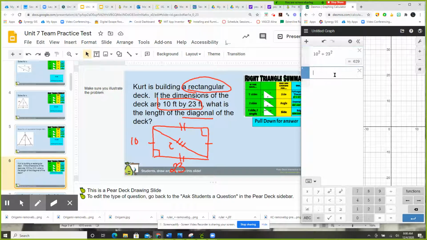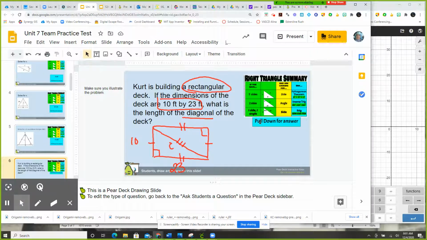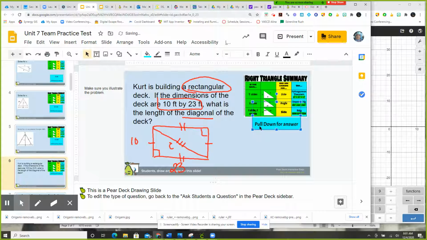And then what do I have to do for my last step? First, take the square root. I've never tried to put the square root after I've typed the number. Oh yeah, it doesn't work. Boom.